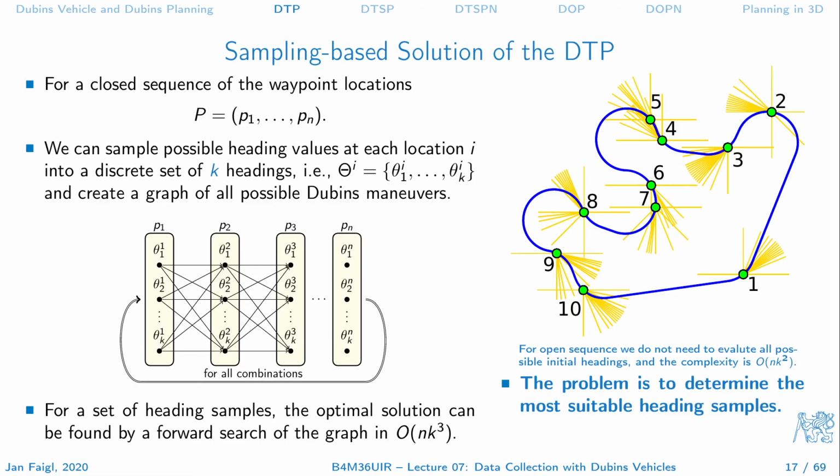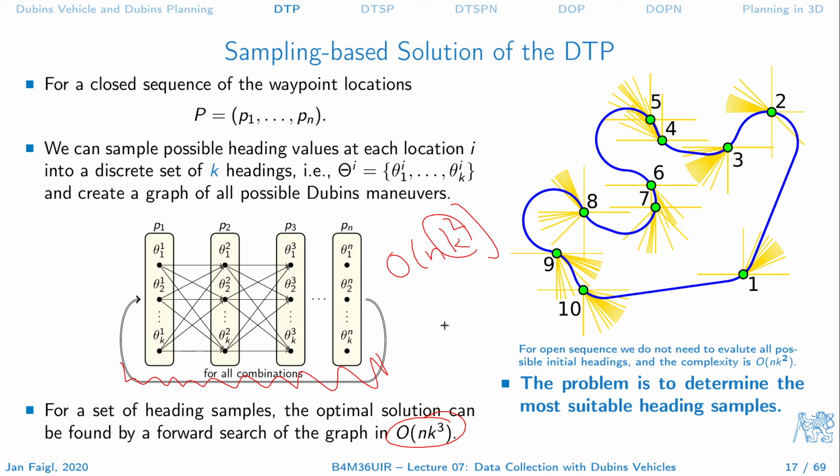So how can we approach it? Similarly as we did in the coupled TSPN. We have continuous domains, so we can sample that. We can create a search graph, and that's it. We can find a solution in NK cube. If we don't have the prescribed or defined closed loop, or the prescribed arrival heading is the same as the leaving heading, we can solve it in NK square.